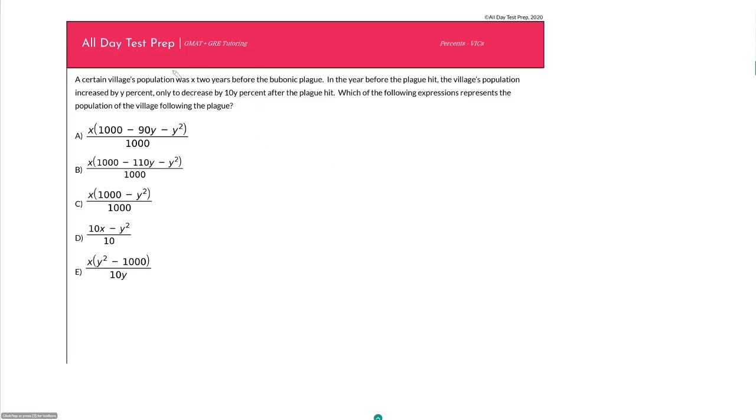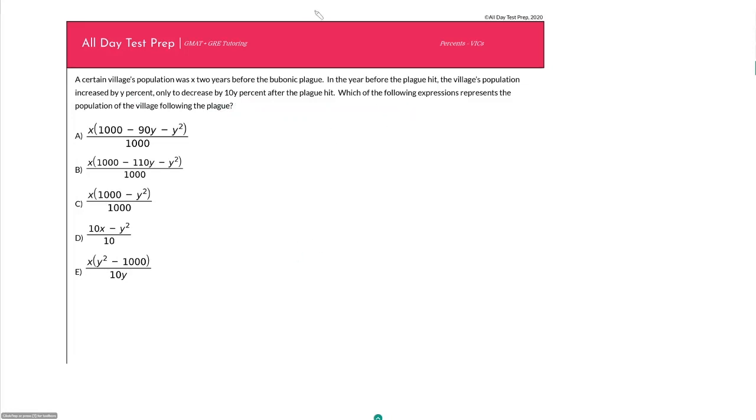And so you need to get comfortable testing numbers. You do need a little bit of practice doing it, and doing it in an organized way. So let's do that here. I'll read the question one more time. A certain village's population was X 2 years before the bubonic plague. In the year before the plague hit, the village's population increased by Y%, only to decrease by 10Y% after the plague hit. Which of the following expressions represents the population of the village following the plague?